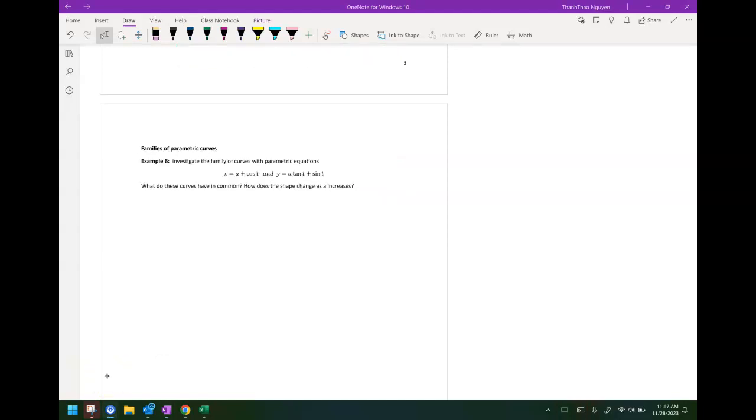Next, we'll talk about the family of curves with parametric equations x equals a plus cosine t and y equals a tan t plus sine t. What do these curves have in common, and how does the shape change as a increases? I'm not going to sketch this by hand because it would be almost impossible, so let's see what happens when we sketch the graph using software.